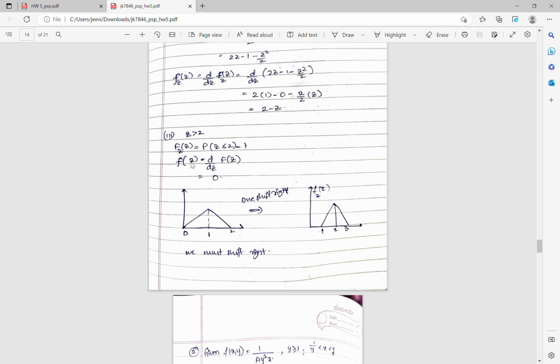Now since we did a shift left, we will now do a shift right. Therefore this will be equal to 1. At 1 it will be increasing, at 2, and from 2 to 3 it will be a decreasing graph. Therefore this is the probability density function for z.